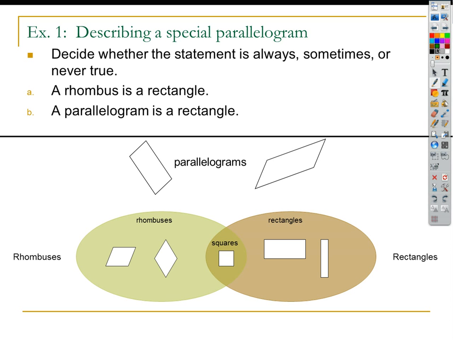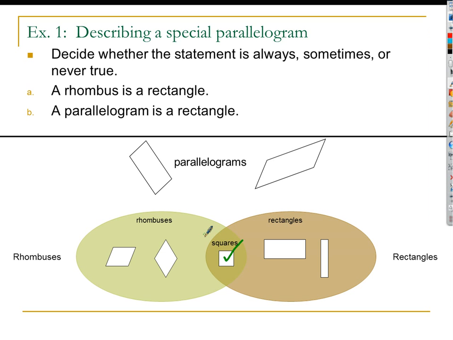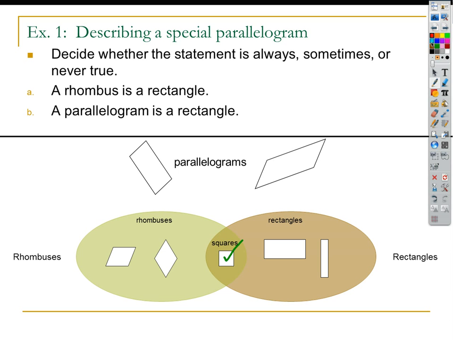So somebody give me an example of a rhombus that is a rectangle. Where would that be on the graph? I can put a green check there. A rhombus that is a rectangle. Square. Right there. Okay, agreed? Because that is a rhombus that fits in this set that's also a rectangle. So can we find an example of a rhombus that is not a rectangle? That guy, for example, right? Everybody agree? Because I can find at least one of each, the answer has to be sometimes. Okay? How about the next one?